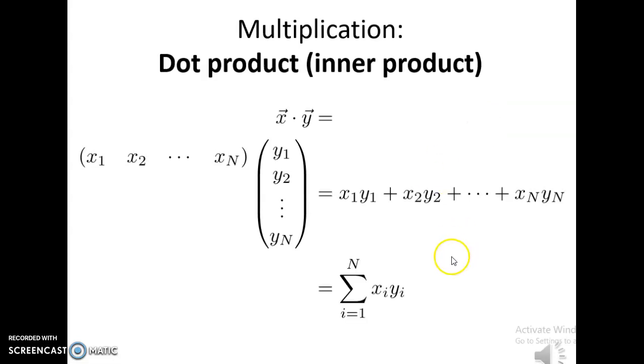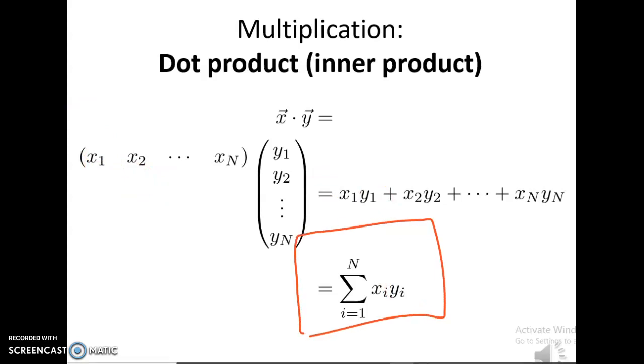Another way, finally we get the sum from i equal to 1 to n of xi yi. When i equals 1, xi equals x1 and yi equals y1. When i equals 2, xi equals x2 and yi equals y2. When i equals n, xi equals xn and yi equals yn.